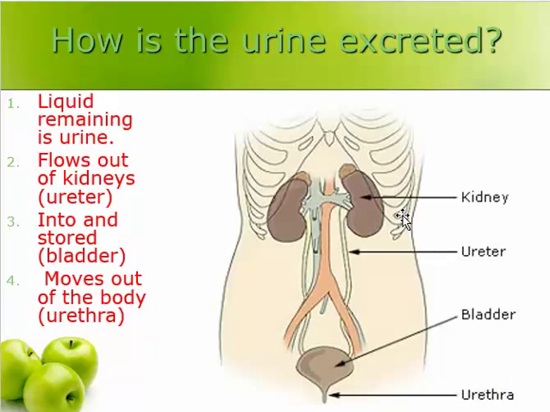So how is this urine excreted? Well, the liquid that remains, so you have the water and some of that urea, will flow out of the kidneys through the ureter. And then it collects in what some books call the urinary bladder, but it's the bladder. And it stores there until your bladder is full or until you have the urge to urinate. And then it'll move out of the body through what's called the urethra. So it's kidney to the ureters, and you have two obviously because you have two kidneys, the bladder, and then the urethra.